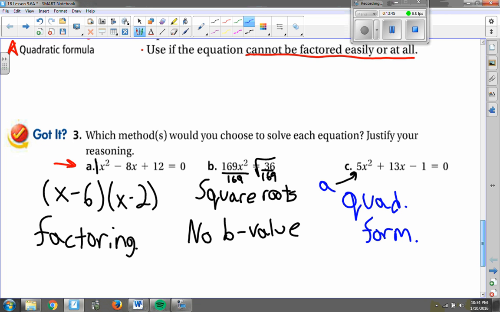Okay. If you have any questions about when you should use what, please ask me in class tomorrow. Otherwise, that's all I have for you. We are done figuring out ways to solve a quadratic equation. So congratulations on that. You have learned all the ways that we will learn in this class to solve a quadratic equation.